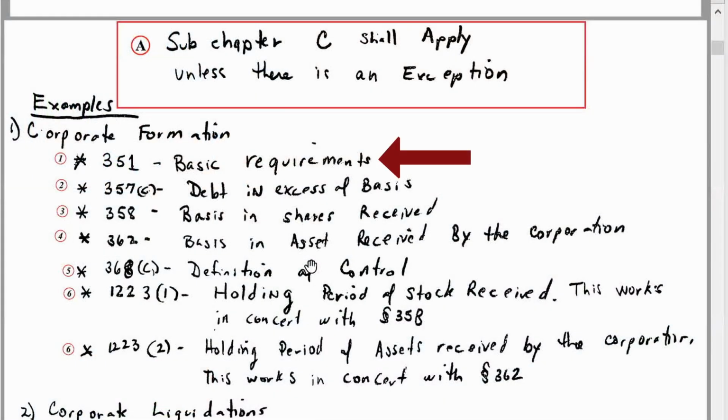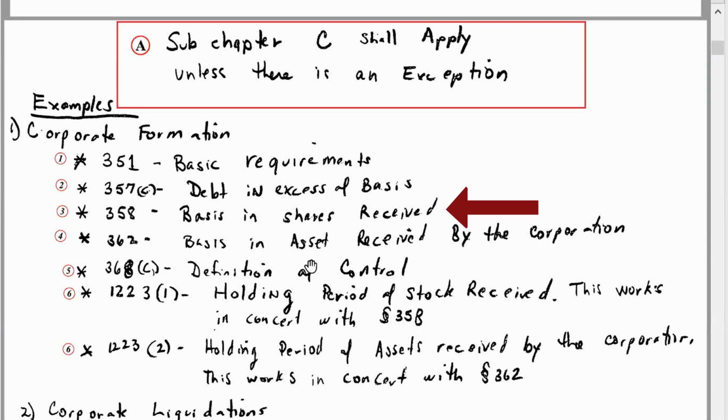So you might be, however, this is how my memory works. I can remember those numbers, and now I have a checklist on what I need to do to diagnose what's going on. For you, you might say, well, 351, you might go corporate formation rules. Okay, there's 3 elements of the corporate formation rules. Then 357C for me is debt in excess of basis. 358 is what is the shareholder's basis in their stock that they receive from the corporation. 362 is what is the basis in the assets of the corporation. 1223, 1 and 2 is what is the holding period of the stock.